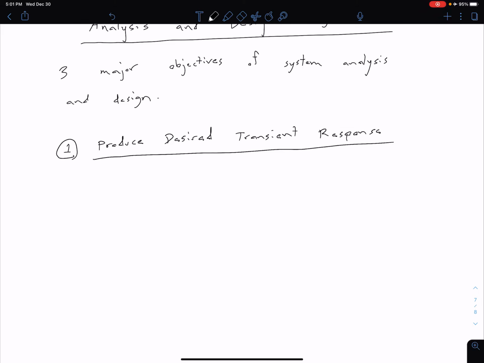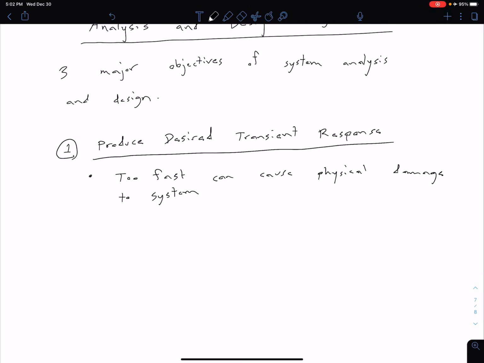So we want a desired transient response. A couple things to keep in mind: if our transient response is too fast, we can end up physically damaging the system. Too fast can cause physical damage to the system or to other equipment or other people that are in the area.